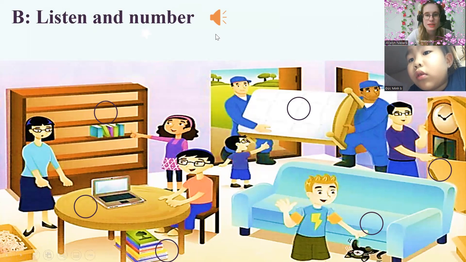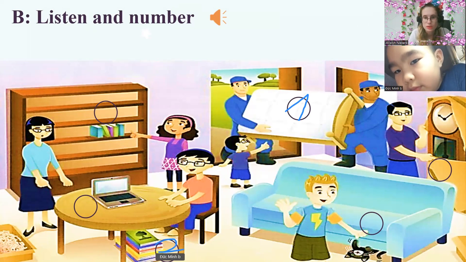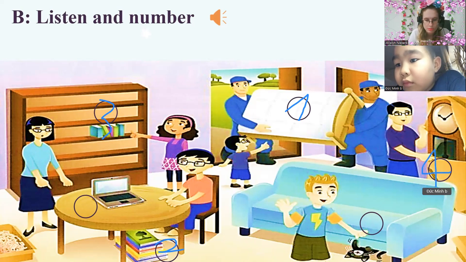All right, let's listen. Page 52. B. Listen and number. 1. That's my bed. 2. Oh no, Mike. Your new books are under the table. 3. Mike, your cat is under the sofa. 4. The clock is in the box. 5. Where's my computer? Here, it's on the table.